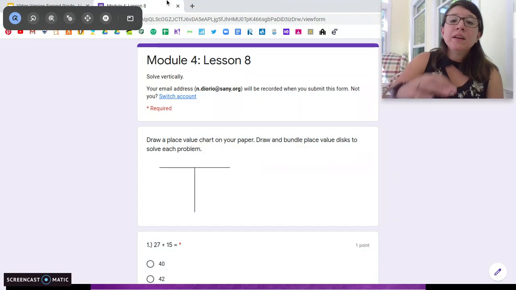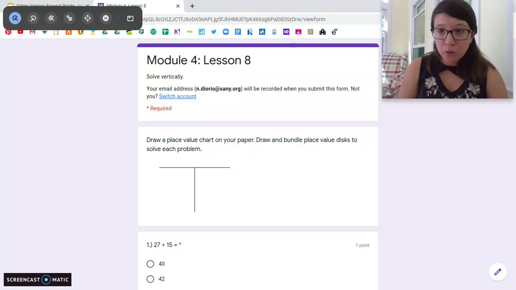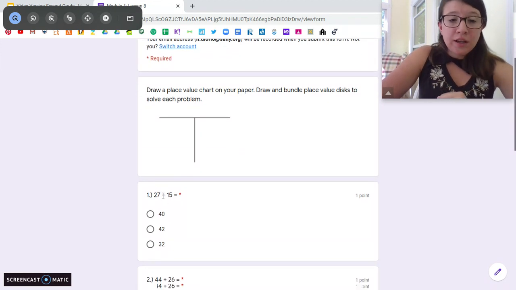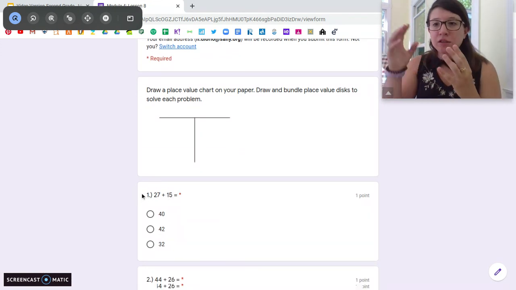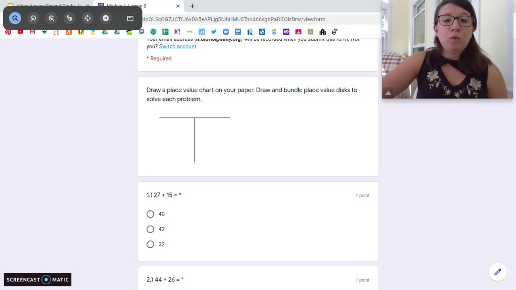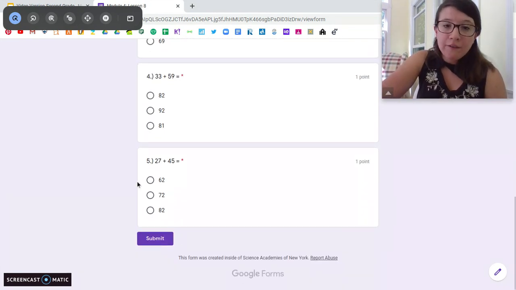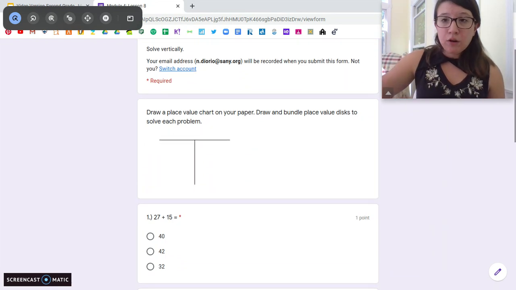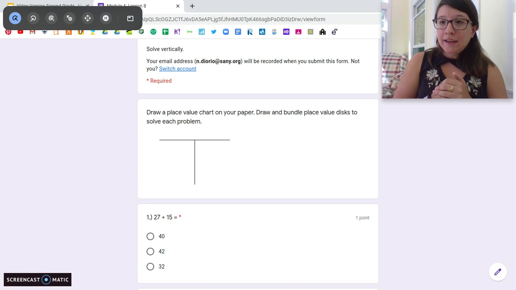Okay? You're going to do the same thing with your exit ticket today. I did a little place value chart for you. You're going to solve, bundle the 10s, circle the 10s when you can, and move them over. You have 5 problems to solve today. Solve them using the vertical method. So write them out on your paper in the vertical method and use your place value chart.